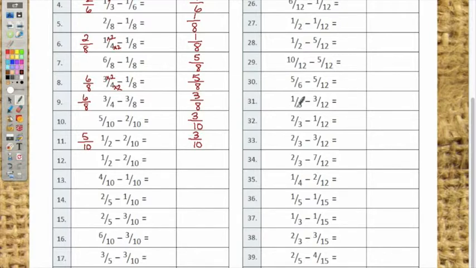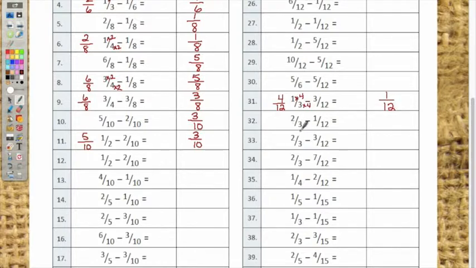Okay, so 1/3 minus 3/12. Xavier says take 1/3 times 4. Do you agree? 3 times 4 equals 12, because we're trying to get 12s on both of them. 4 times 1 equals 4. So 4/12 minus 3/12 equals 1/12. Are you looking up here when I do this? Yes. Okay, make sure you're looking.